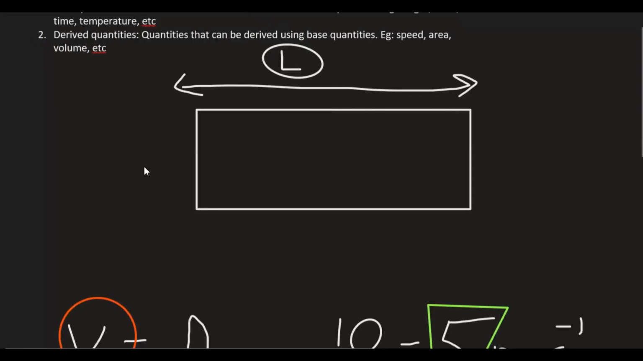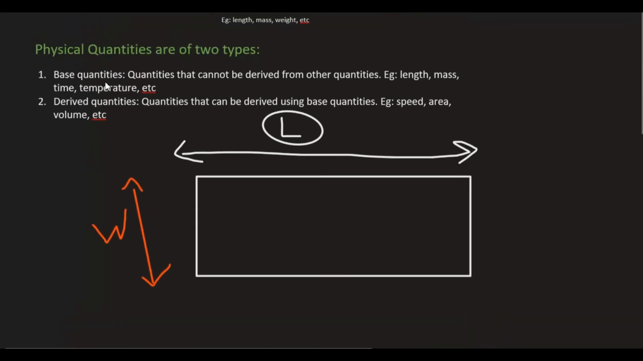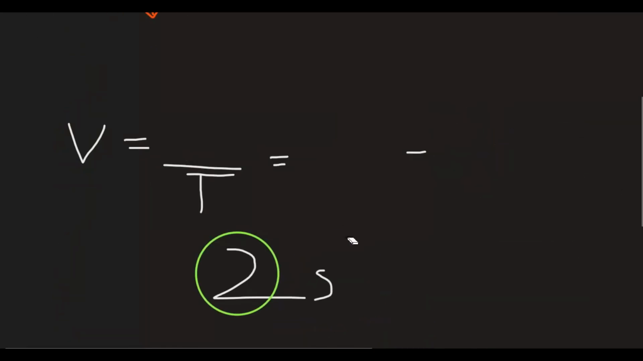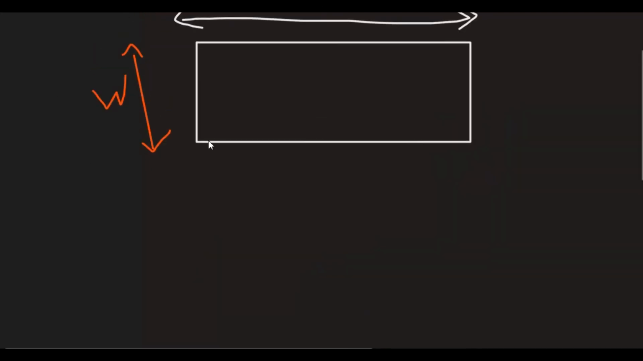Let's talk about the width. This width of this rectangle, we need to measure it, right? We cannot find it through calculation. So this width is also a base quantity. Let's see what a derived quantity is then. For example, I want to find the area of this rectangle.